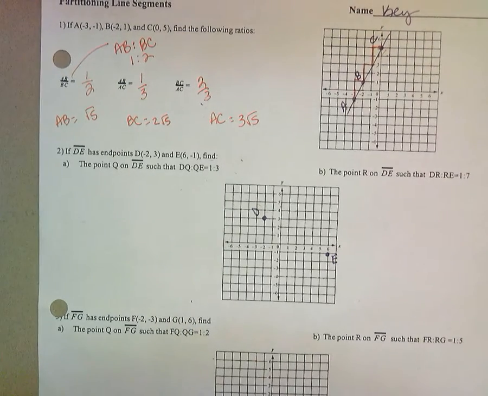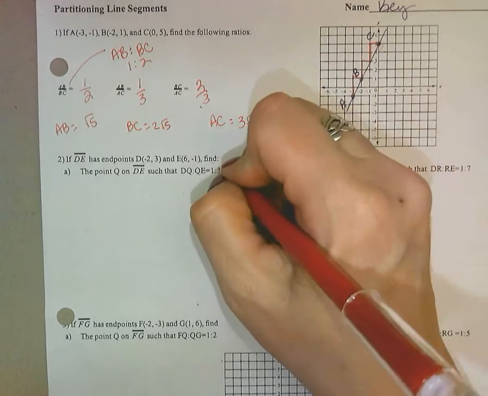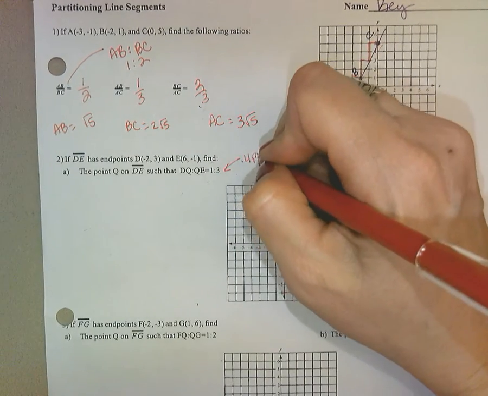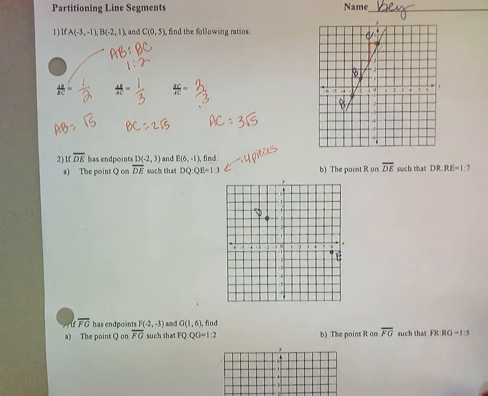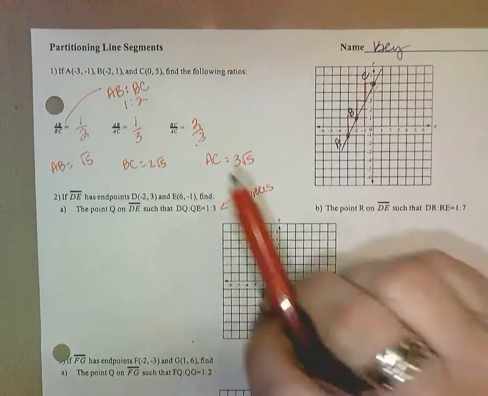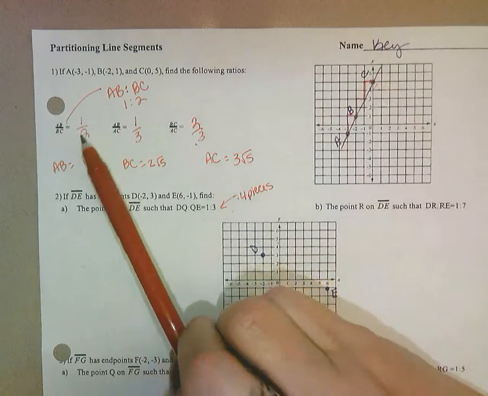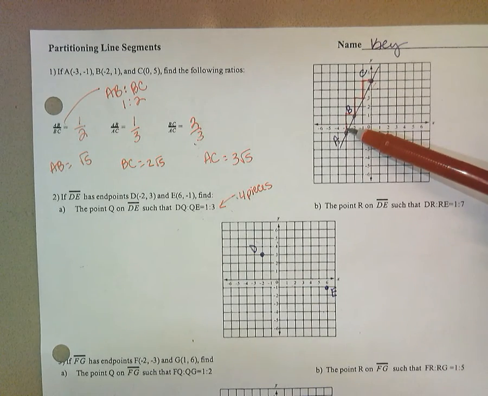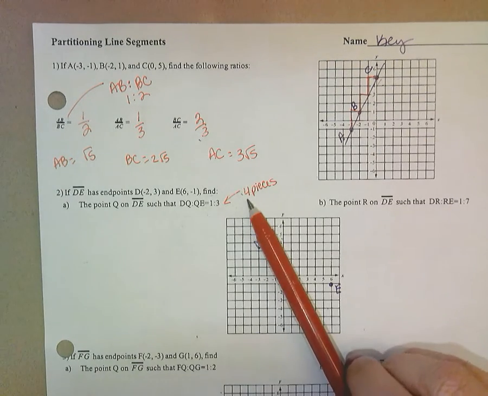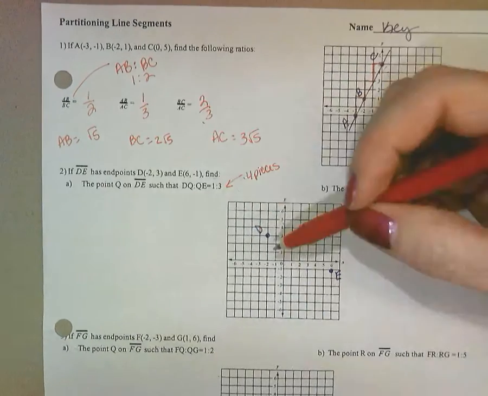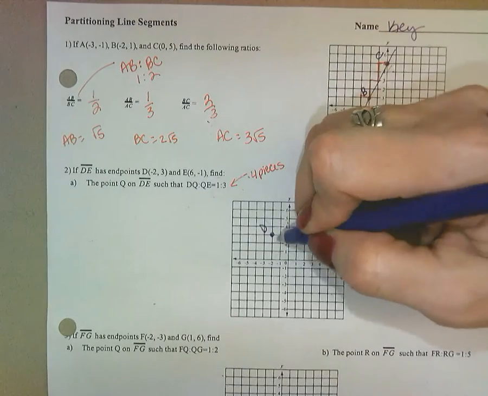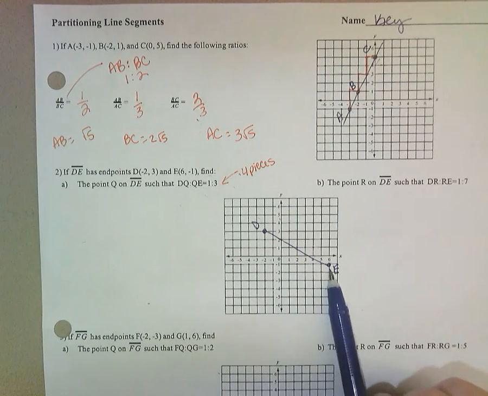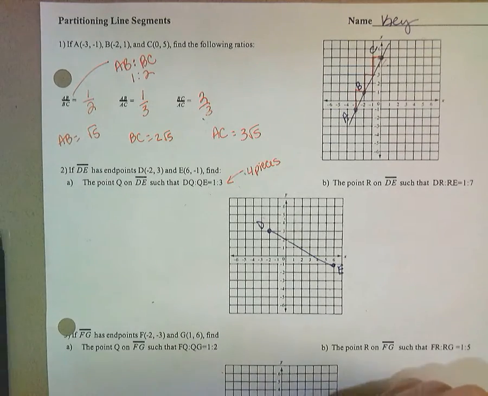Okay, here's what I want you to do for these. I want you to think of this. If it's in a 1 to 3 ratio, that's 4 pieces, or 4 chunks. Like AB to BC, it's a 1 to 2 ratio. It's 1 chunk to 2 chunks. It's a total of 3 chunks, or pieces. This one's 4 pieces. So I need to find point Q somewhere on here that's going to divide it into 1 to 3. Okay, so I need to divide it into fourths.